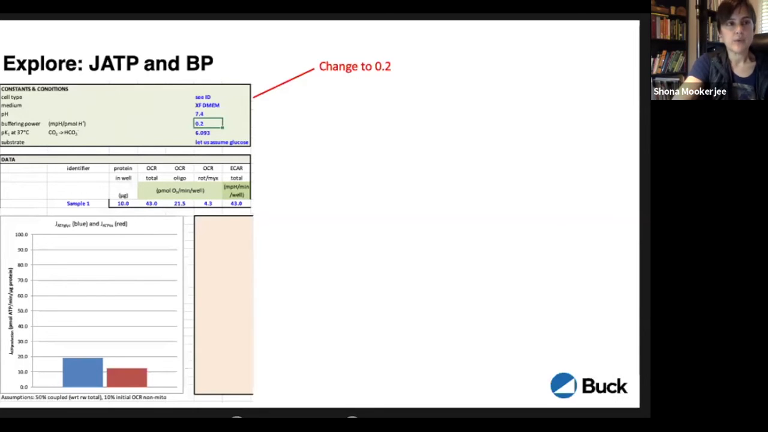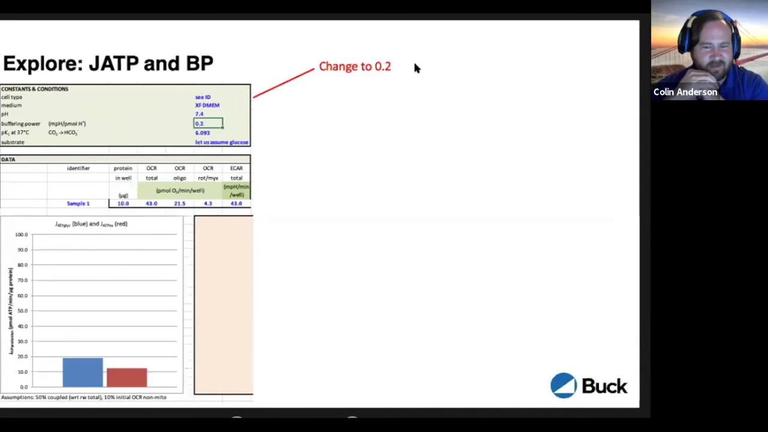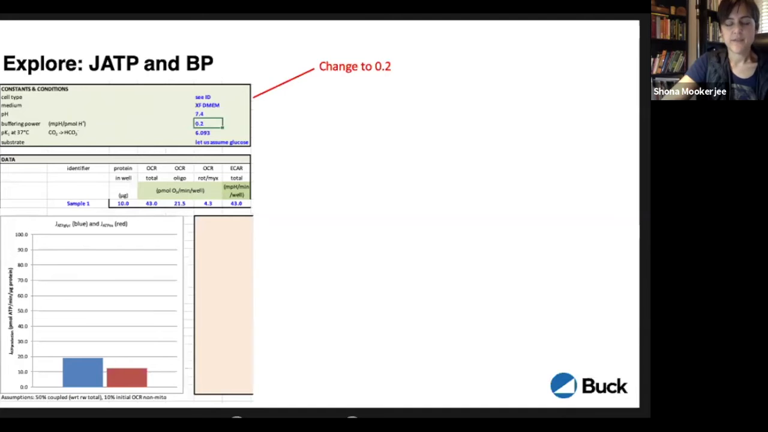Other reasons include things like better control over your conditions. So if you want to specify what type of medium you're using, and it's not XF DMEM, for example, maybe your cells don't behave well in XF DMEM, they behave better in an RPMI-based medium, you would use that instead. So reasons of experimental control are why you would choose to use a non-default assay medium.